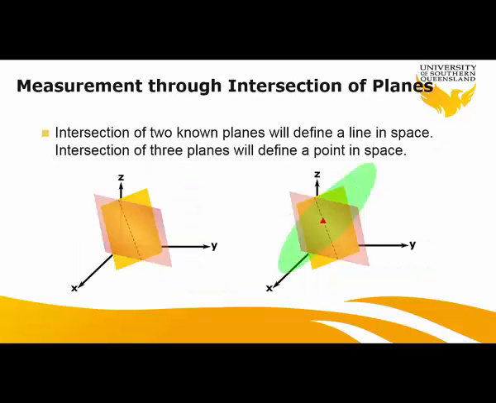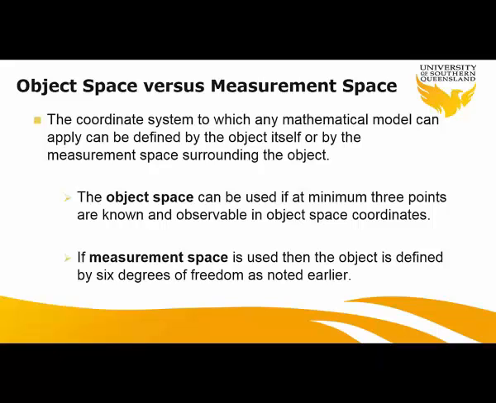The next one is measurement through intersection of planes. If you have two known planes, they define a line, so if you intersect two planes together, that defines the line for you in 3D space. If you have three planes, obviously you can have a unique point which comes from the intersection of those three surfaces. Object space can be used if we have a minimum of 3 known points. So if you want to use object space and get the coordinates directly, you need a minimum of 3 known points, and then you are measuring everything in object space coordinates.